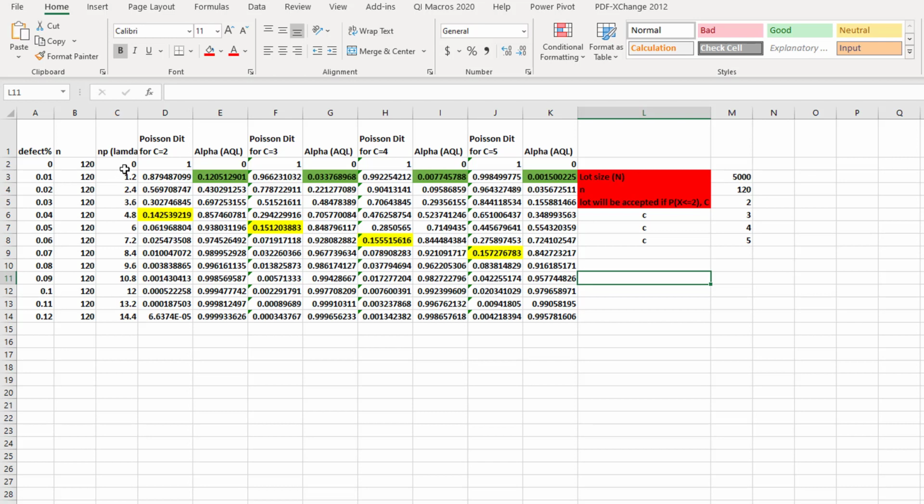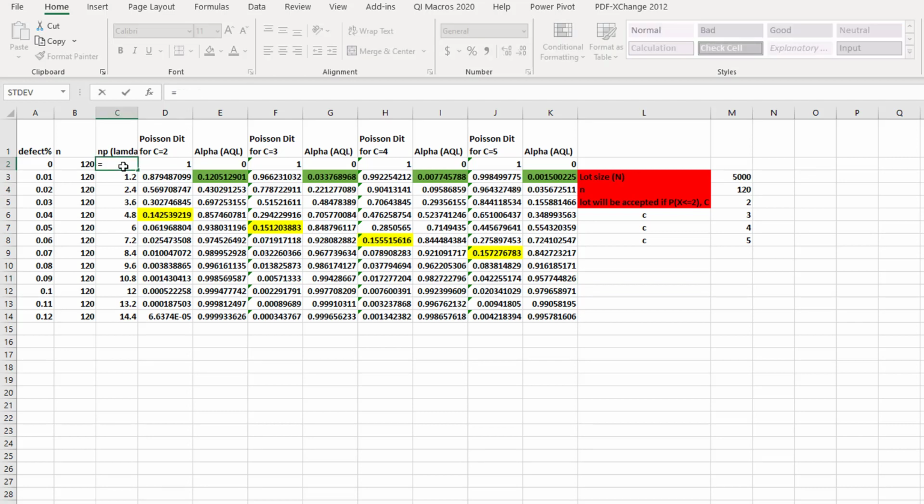For this purpose, we will calculate the mean. How will we calculate the mean? You already know that lambda is equal to n into p, which is the Poisson distribution mean. So this is my n into the probability of defective. This way, when you drag it down, you will calculate the mean of the Poisson distribution.